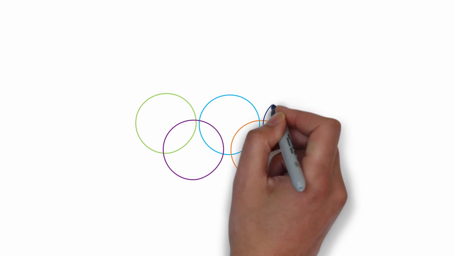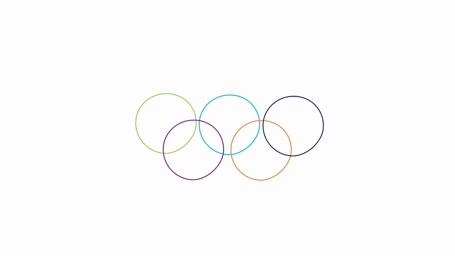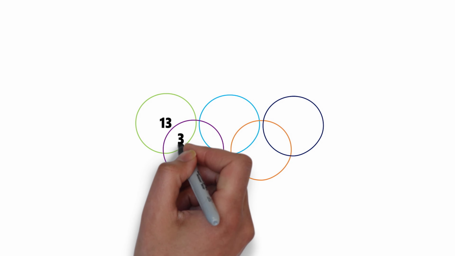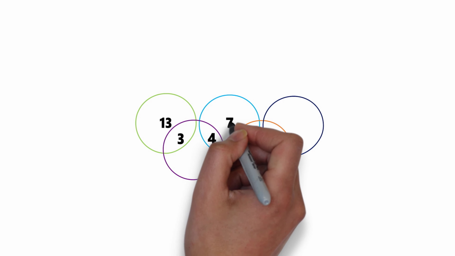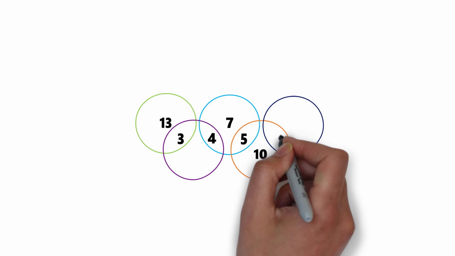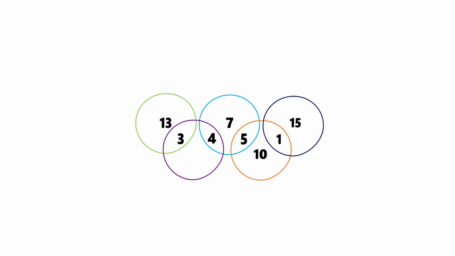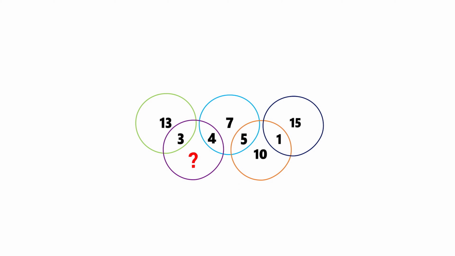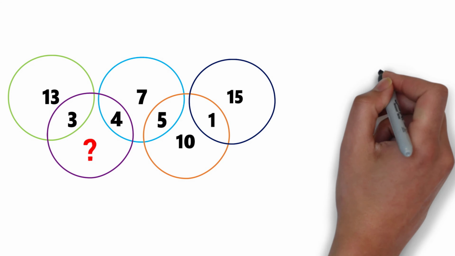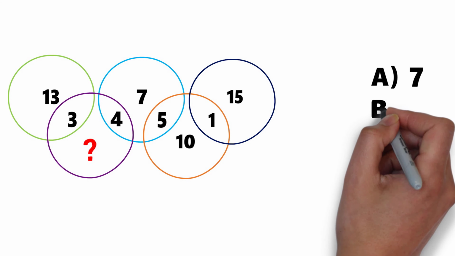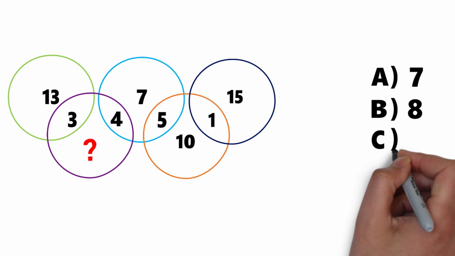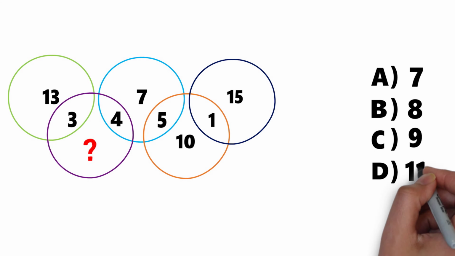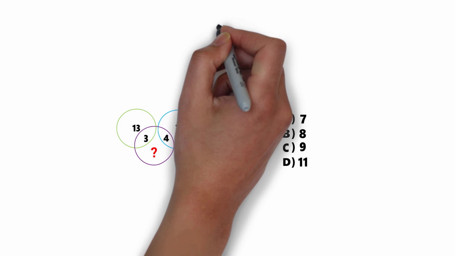In this particular case, you're presented with 5 different circles, all of them different colors, and the numbers that you see on the screen are 13, 3, 4, 7, 5, 10, 1, and 15. There's also one number missing, which is highlighted with a question mark. You need to calculate the missing number, and the choices are choice A, 7, choice B, 8, choice C, 9, and choice D, 11. Give yourself a few seconds, maybe 10 to 15 seconds.